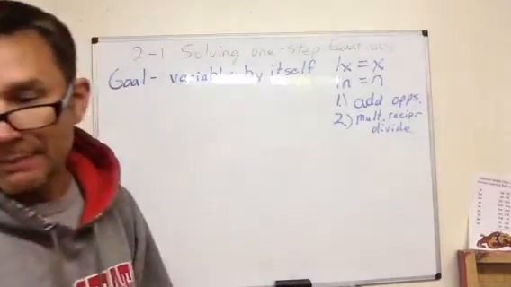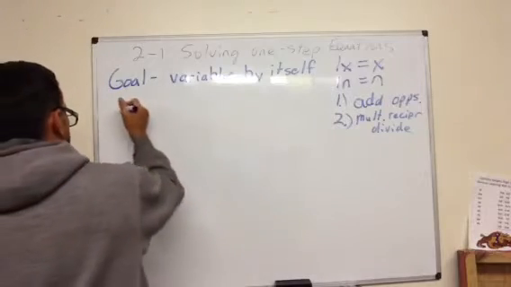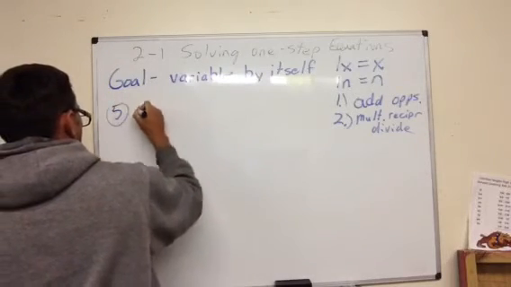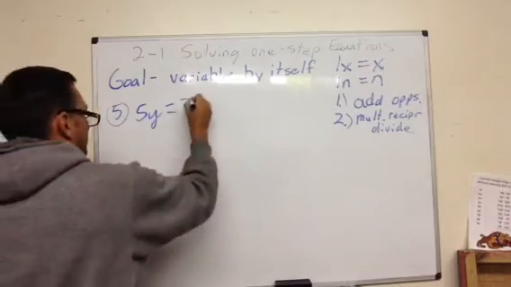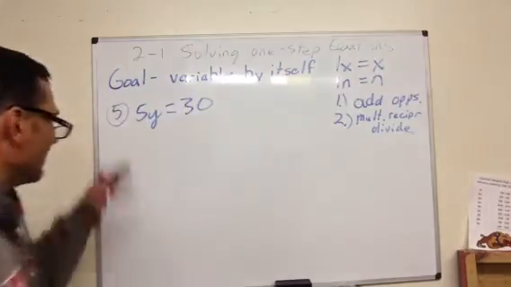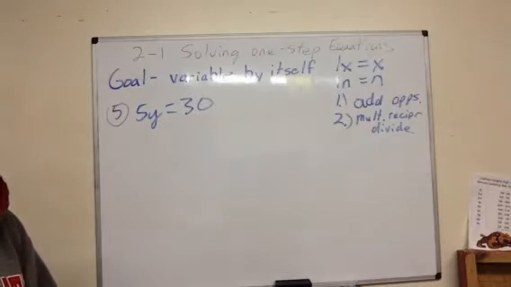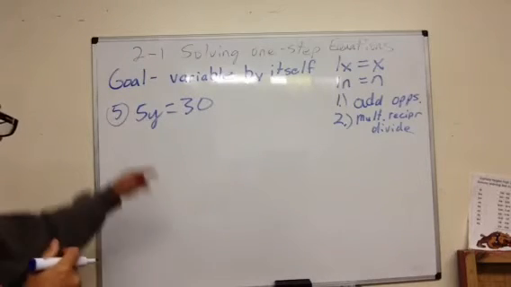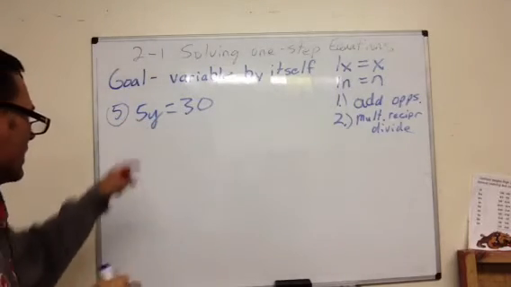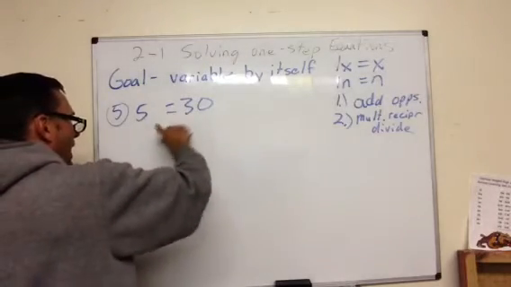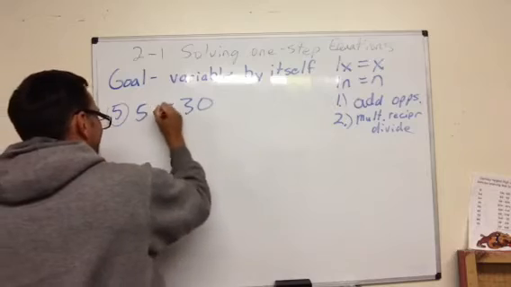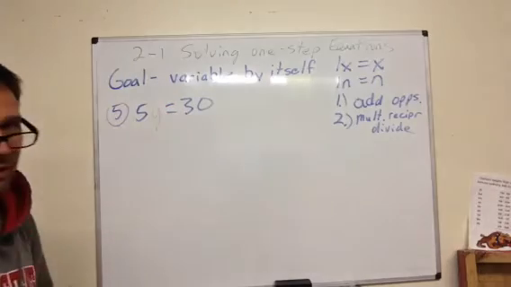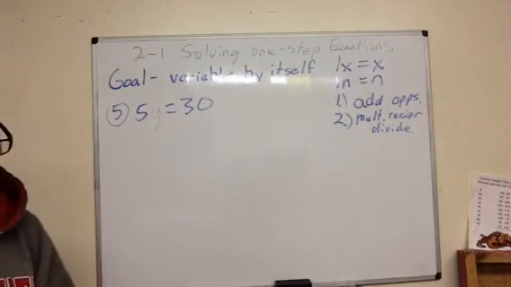Now, we're going to skip ahead to number 5. We have 5y equals 30. Now, I don't see any addition or subtraction going on here like I did in the first two. But what is going on with my variable? Here's my variable y. I need to get this by itself. But I can't subtract that.